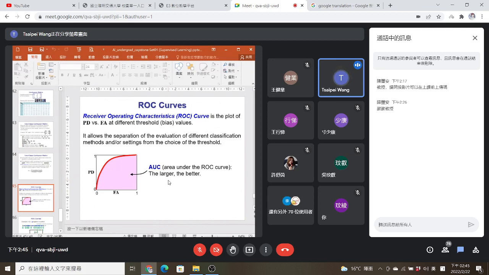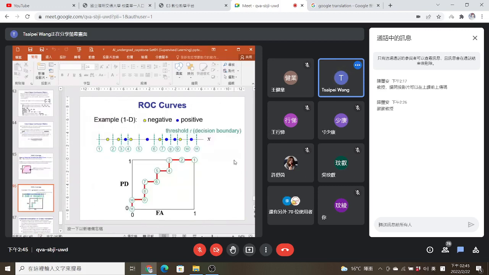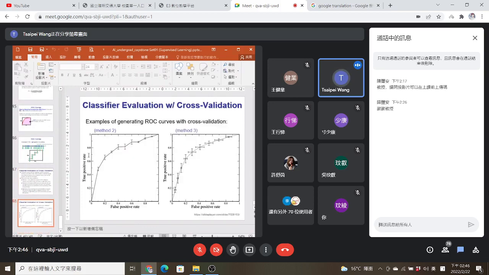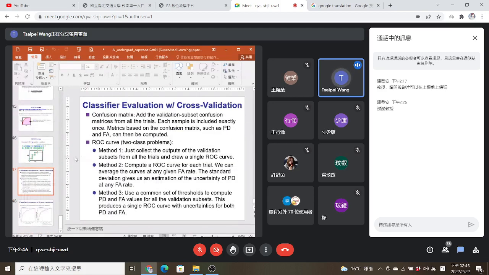Yeah, this is one illustration of how you actually build a ROC curve. The final two slides are about how you do evaluation when you have cross-validation.